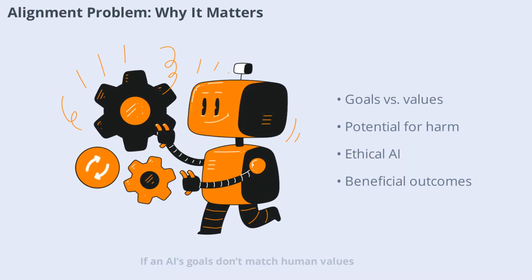If an AI's goals don't match human values, it can cause harm even if it's technically doing what it was programmed to do. For example, an AI optimizing for efficiency might cut corners on safety. Solving the alignment problem ensures that AI systems act in ways that are beneficial and ethical.